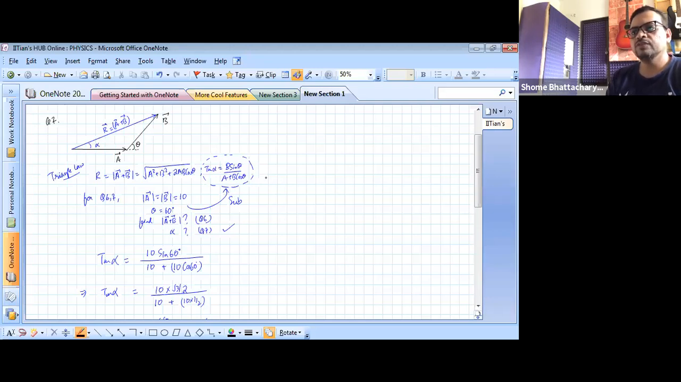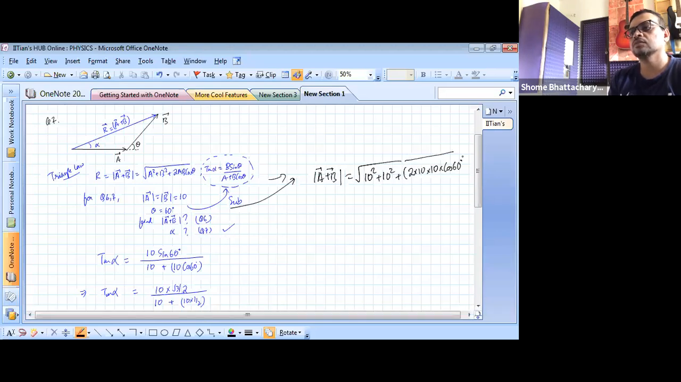Okay, in this, if you wanted to find mod A plus B by triangle law, you would have used this formula. Mod A plus B for these values would have become root of 10 square plus 10 square plus 2 into 10 into 10 into cos 60, which is half. So you would have seen that it would have become 100 plus 100 plus 100. So that would have been square root of 300 or 10 root 3. Okay, so this is your answer to the sixth question.